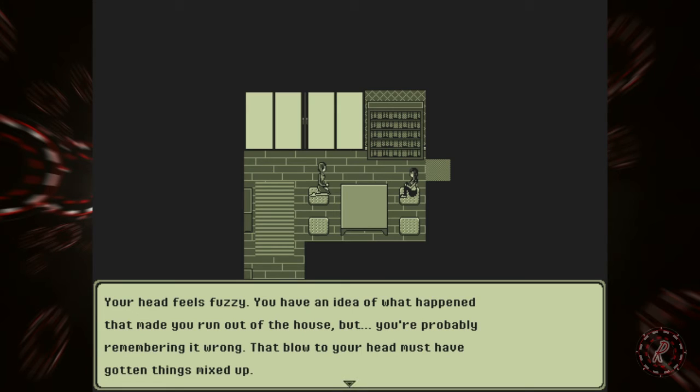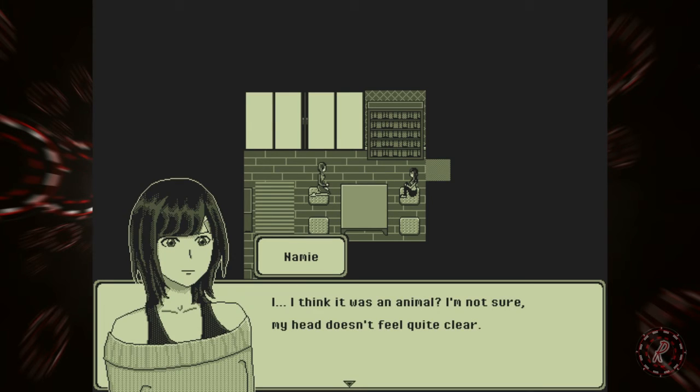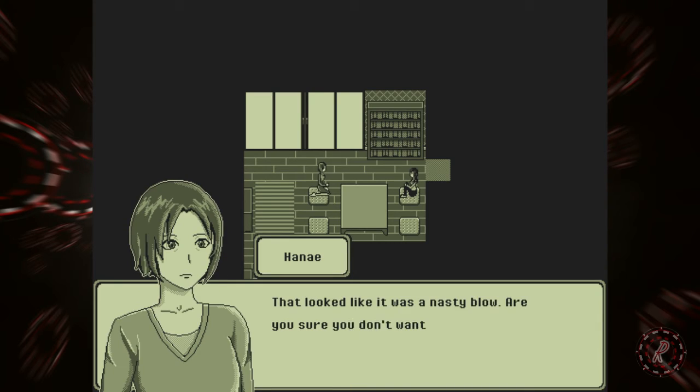Your head feels fuzzy. You have an idea of what happened that made you run out of the house, but you're probably remembering it wrong. That blow to your head must have gotten things mixed up. There's no way you saw what you think you saw. I think it was an animal. I'm not quite sure. My head doesn't feel quite clear. That looked like it was a nasty blow.